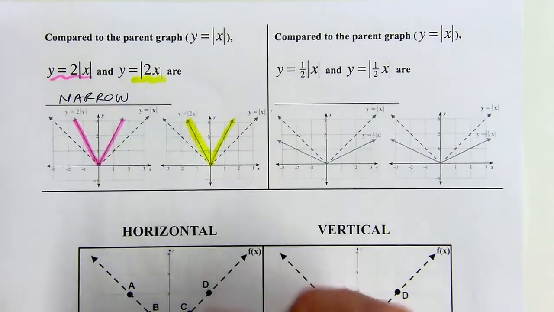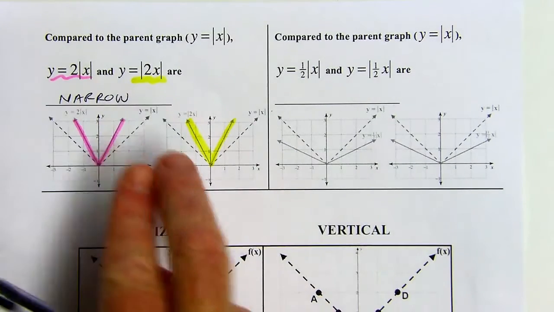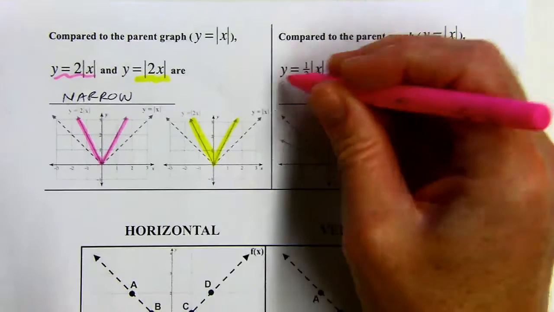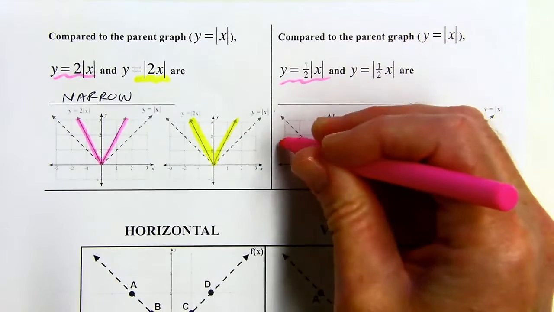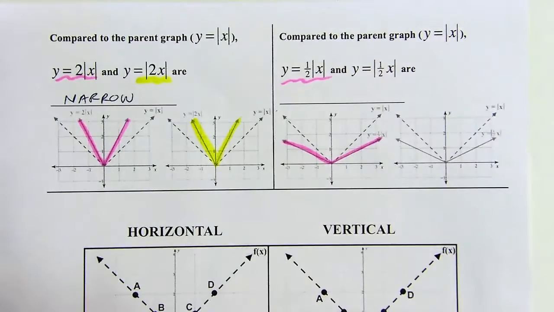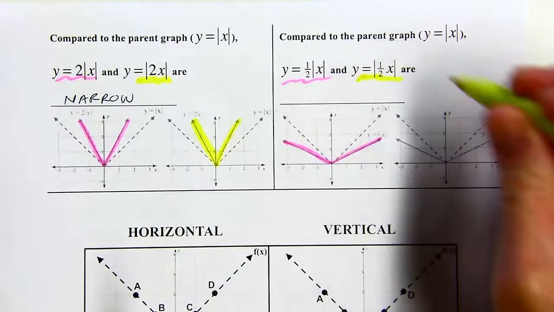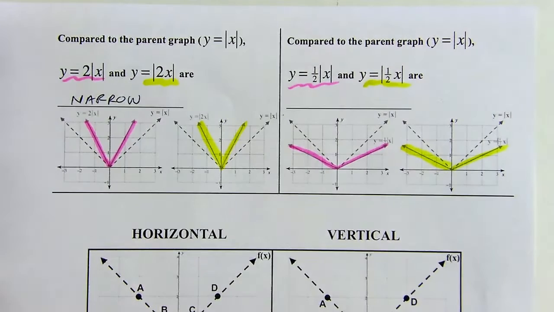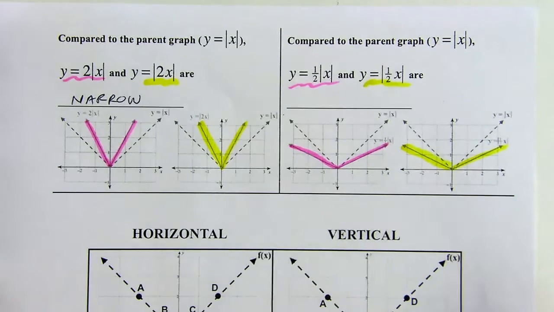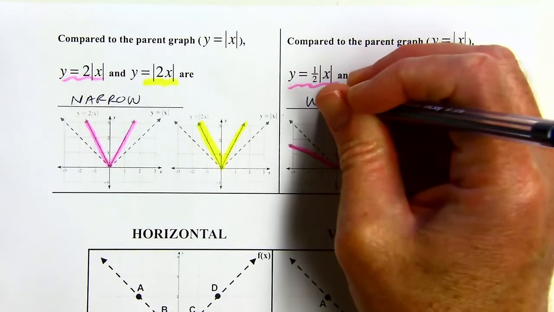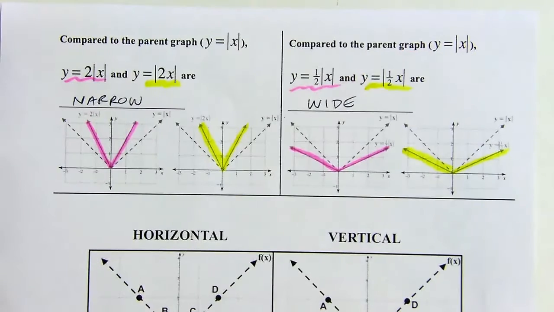But it is worthwhile to know that if you have a number more than 1, the V is going to get narrower. If you have a number less than 1, then it's going to get wider. So this is what that one would look like, and this is going to look like that. So they both get wider. They actually look the same, but the way they got like that is different. One of them is a horizontal stretch, the other is a vertical shrink. So these ones are going to look wide compared to the parent graph, okay?